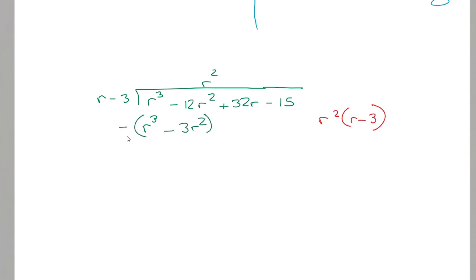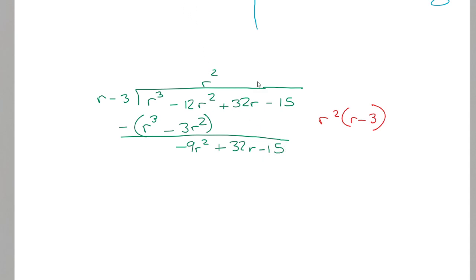Do the inverse. r cubed minus r cubed cancels. I'm not going to draw the 0 this time, okay? Just know that that cancels. Negative 12r squared minus negative 3r squared, so negative 12r squared plus 3r squared would give us negative 9r squared. Bring down the rest.